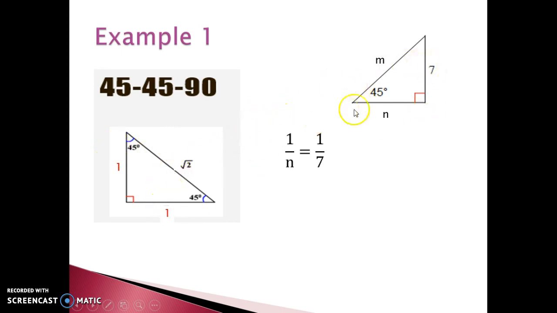So for example, a side, so 1 over n, is equal to the other side, 1 over 7. Then we just cross multiply. 1 times 7 is 7, n times 1 is n, so n has to equal 7. Now I'm going to set up another proportion. I use the 1 over 7 again, so a side over the other side is equal to the hypotenuse over the hypotenuse, so square root of 2 over m. Then I cross multiply, and 7 square root 2 is equal to m. And that one is done.